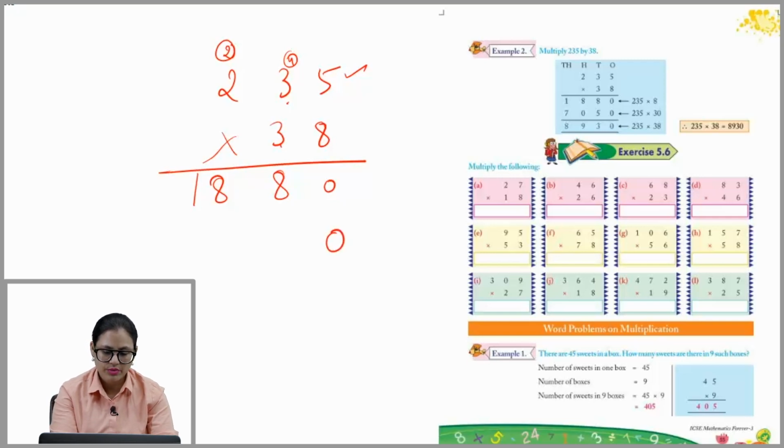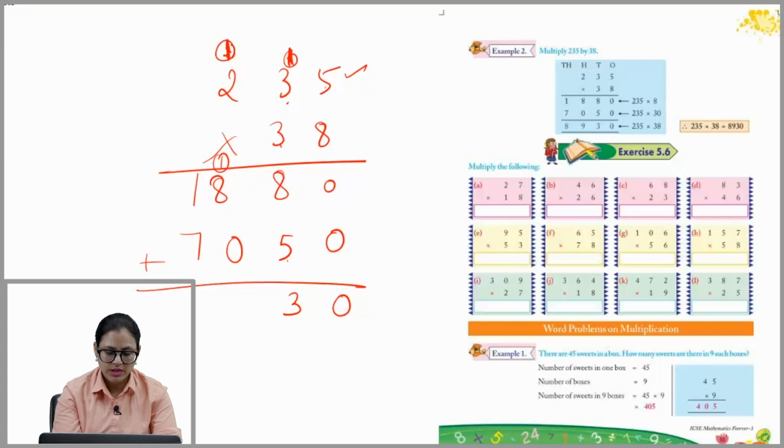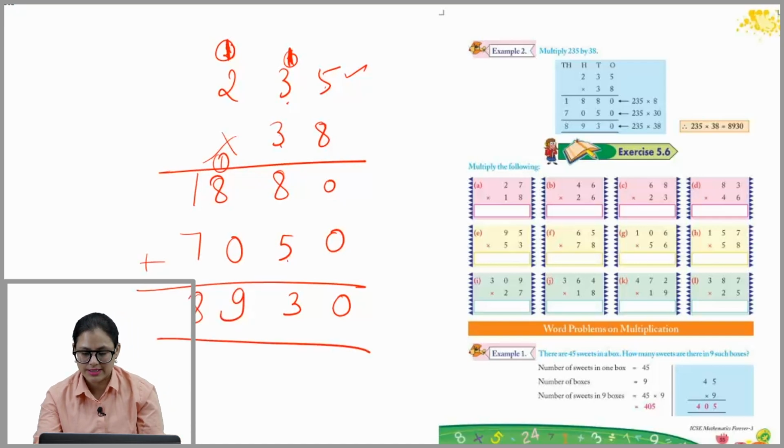Okay, so 30, we will put a 0 here. Now multiply, 3 5s are 15, 1 carry, 3 3s are 9 plus 1, 10, 1 carry, 3 2s are 6 plus 1, 7. Now add. 8 plus 5 is 13, 1 carry, 8 plus 1 is 9, 7 plus 1 is 8. So 8,930 is the answer.